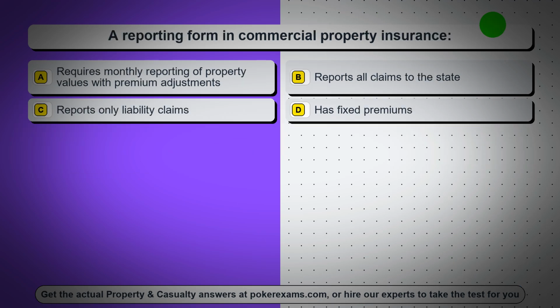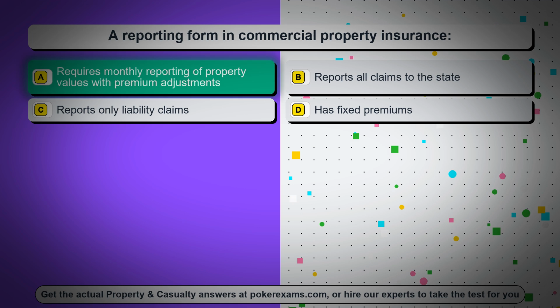Question 3. A reporting form in commercial property insurance. Option A requires monthly reporting of property values with premium adjustments. Option B reports all claims to the state. Option C reports only liability claims. Option D has fixed premiums.